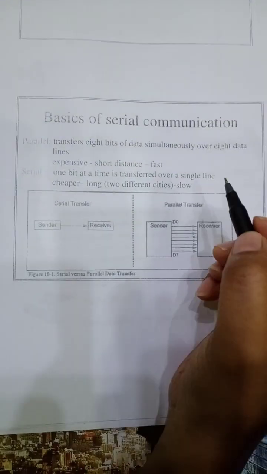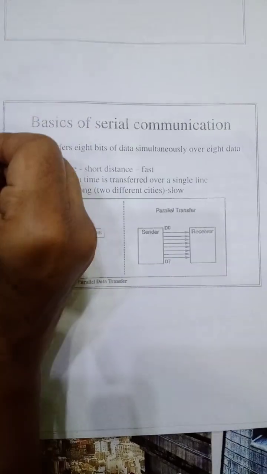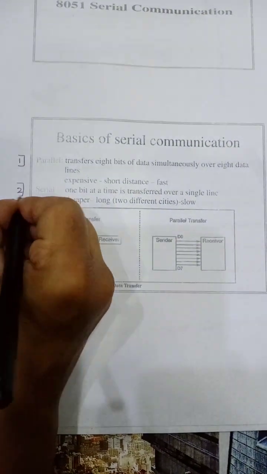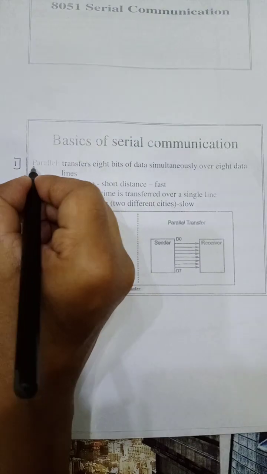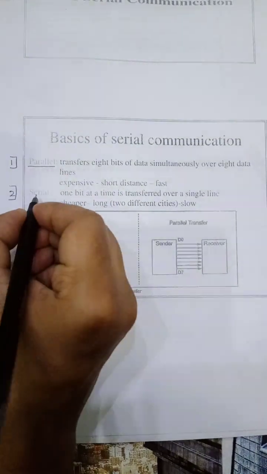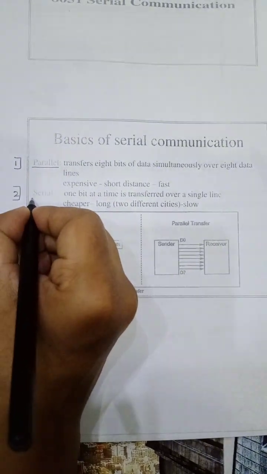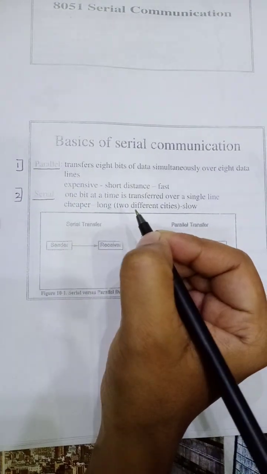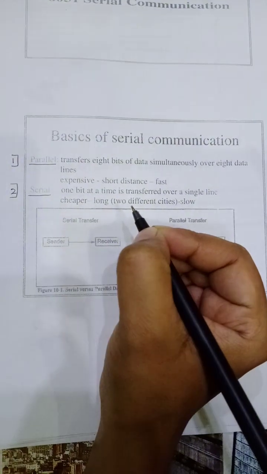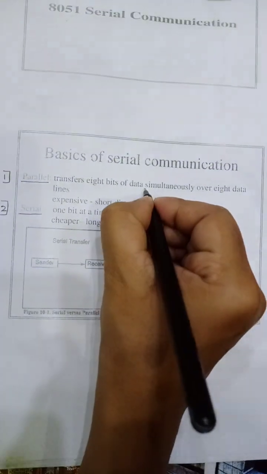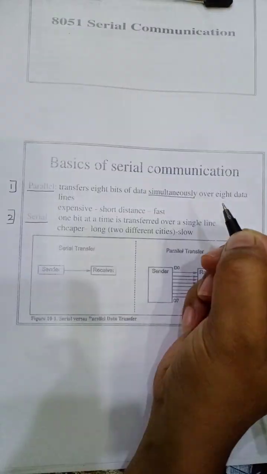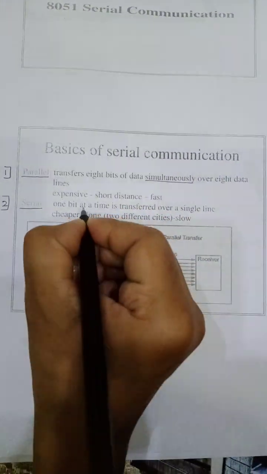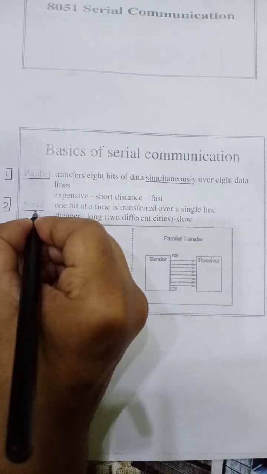Generally, computers transfer data in two ways. One is the parallel way, another one is the serial way. If the data is sent in the parallel way, it is said to be parallel communication. If it is sent in the serial way, it is said to be serial communication. What is the parallel way? If all the bits of data are sent simultaneously, then it is said to be parallel communication. If the bits are sent one after the other, it is said to be serial communication.